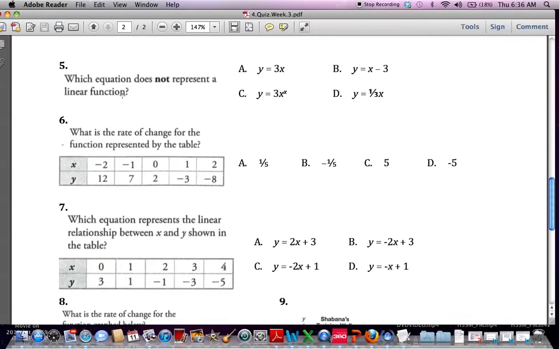Number 5. Which equation does not represent a linear function? Which equation does not represent a linear function? Okay, which one of these is not a linear function?